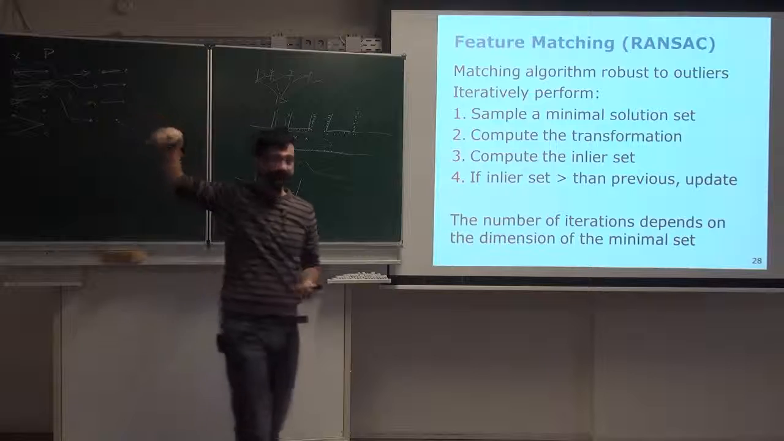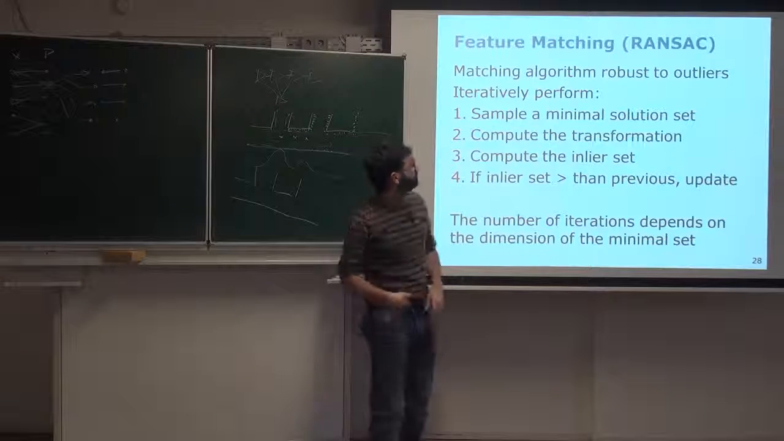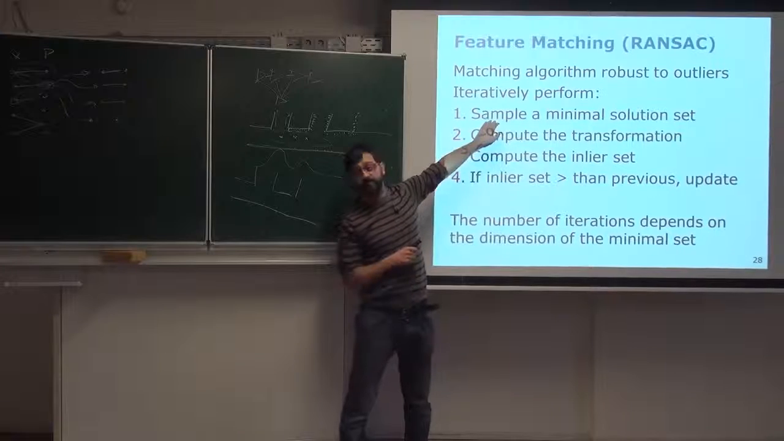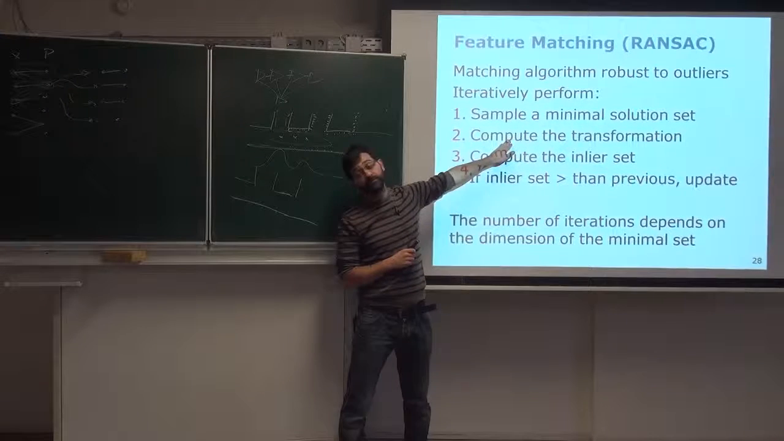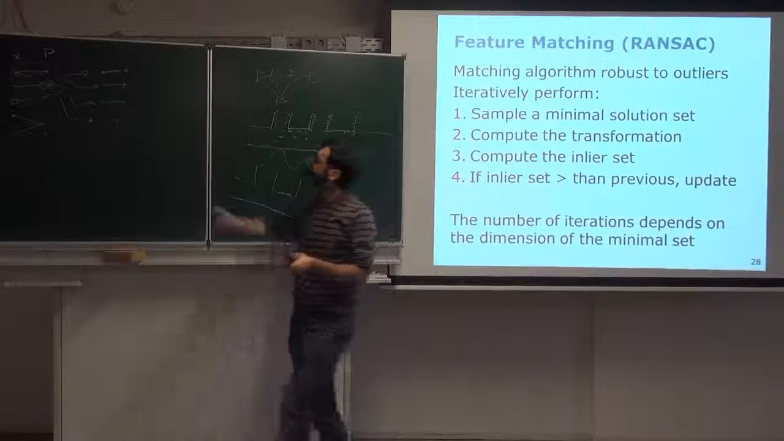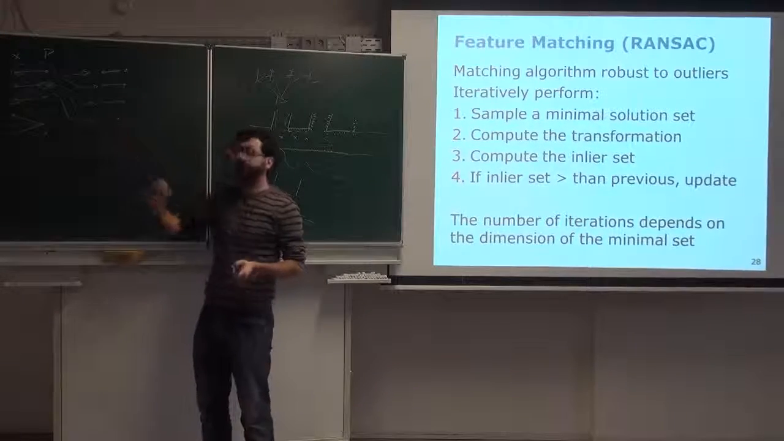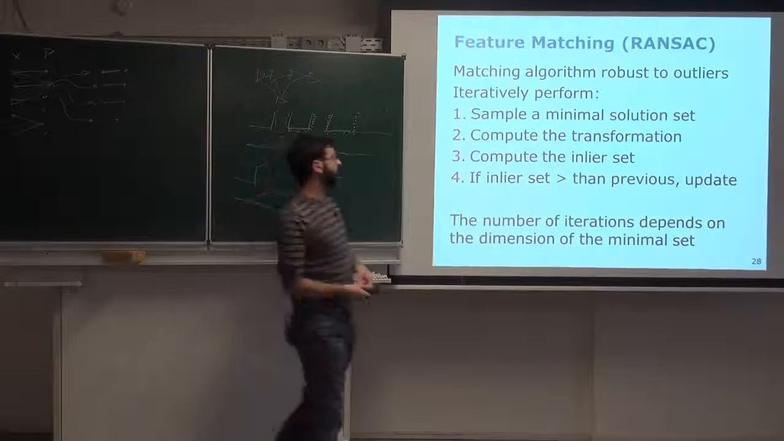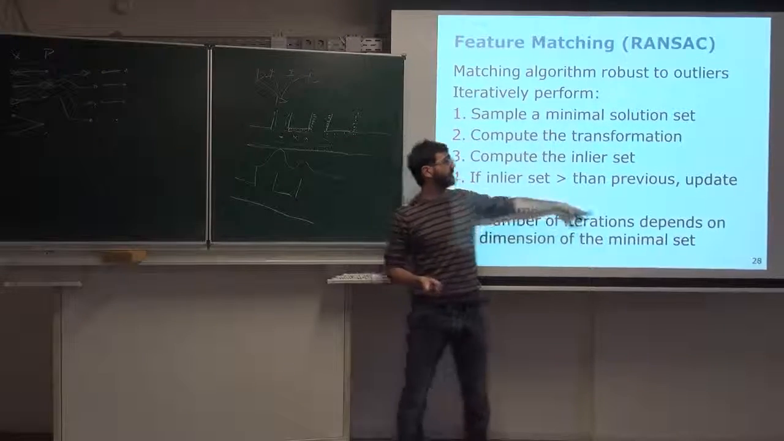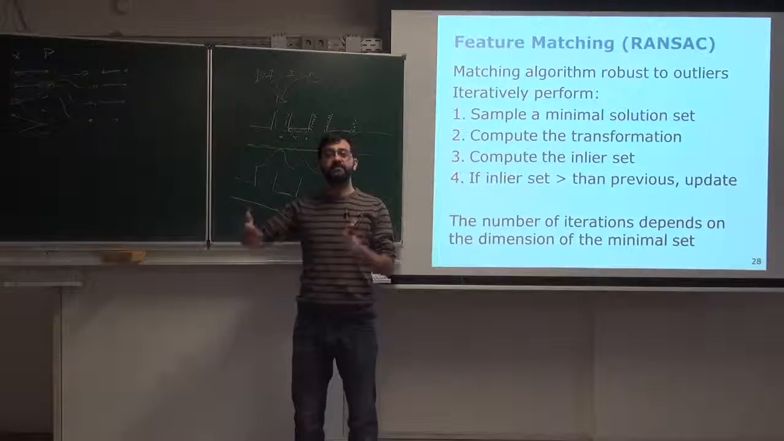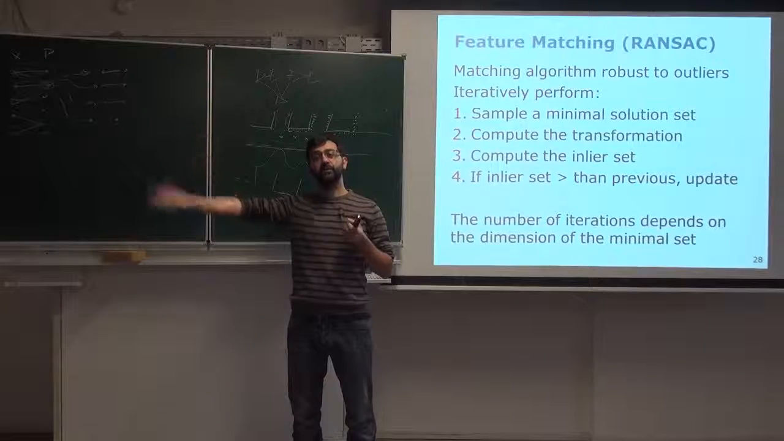So right? And this is exactly what's written here. We get this minimal sample set. We compute the transformation out of it. We compute the inlier set. The inlier set is the number of other points in the solution set that actually agrees with that. And then if the inlier set is bigger than the previous one, we just update to say, I found a better solution. It's made out of these inliers and with this transformation.